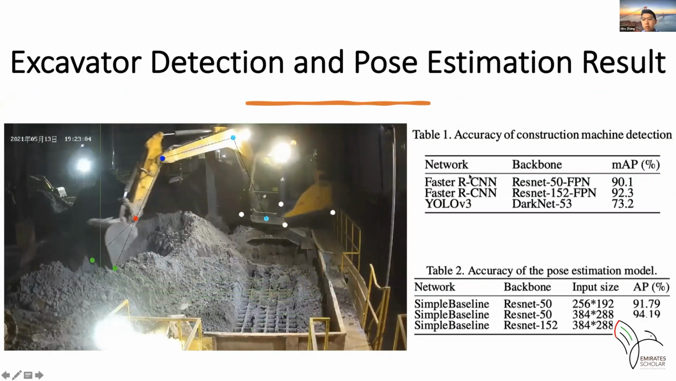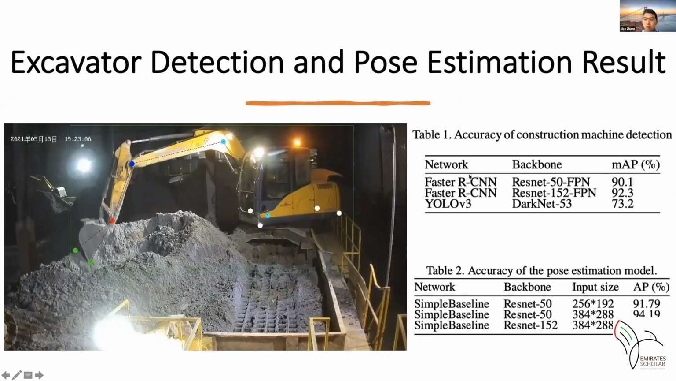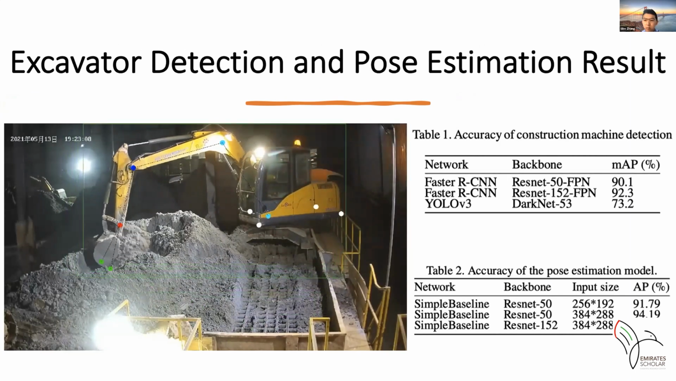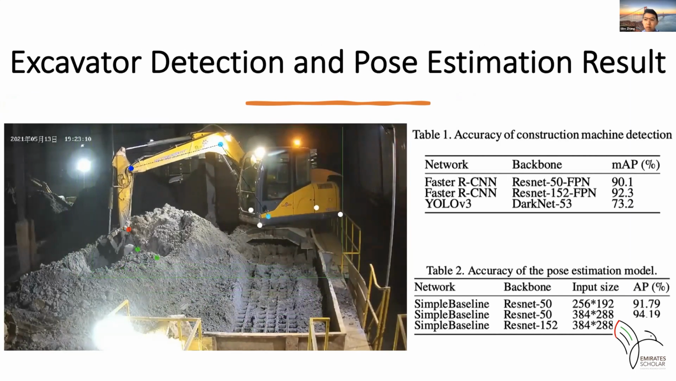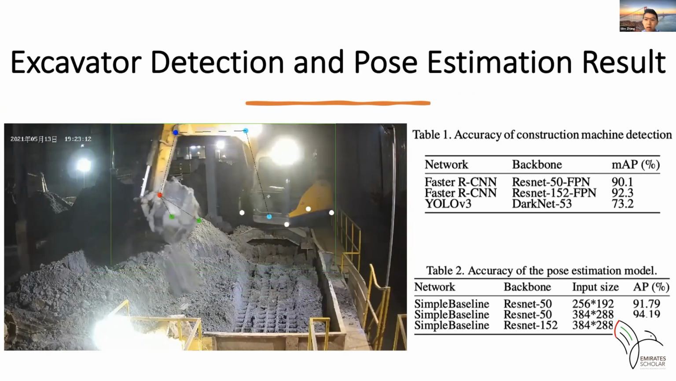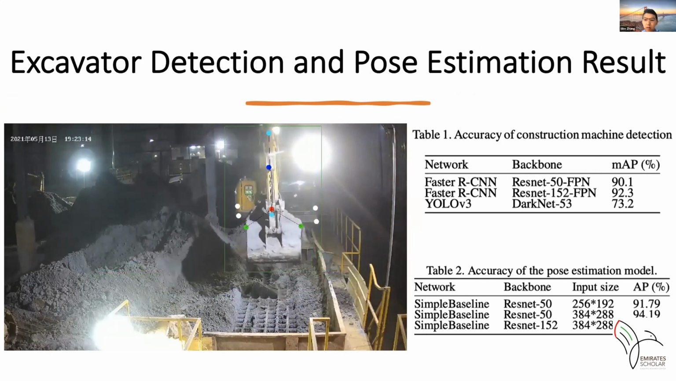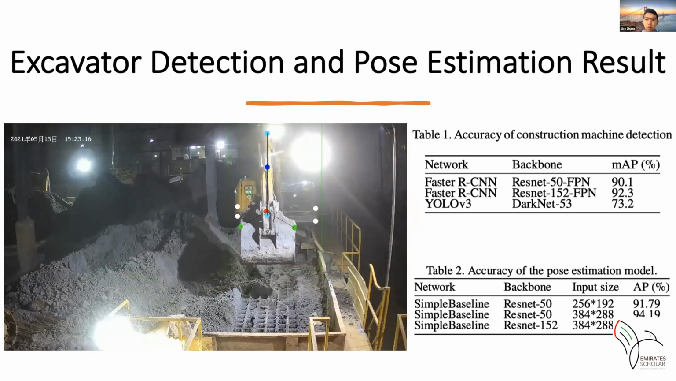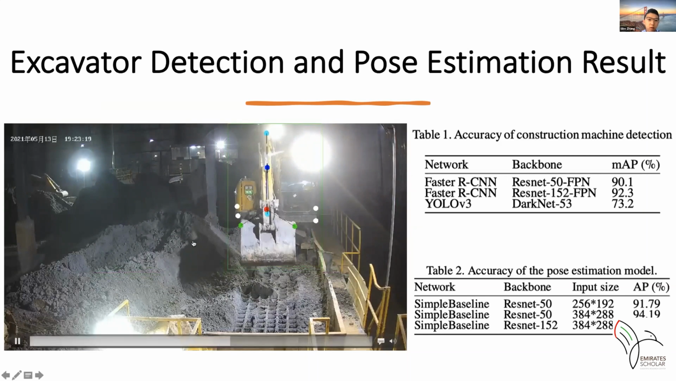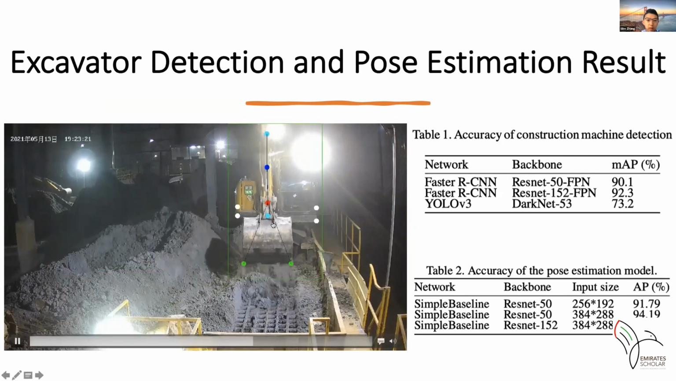Here is the excavator detection and pose estimation results on our AES system. Faster R-CNN achieves 92% mean average precision, and the simple baseline achieves 96% average precision. Here the pose is detected.